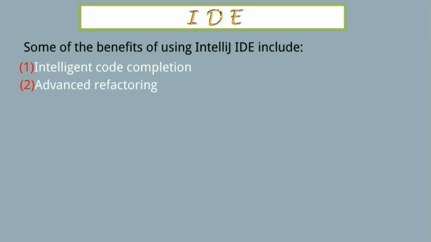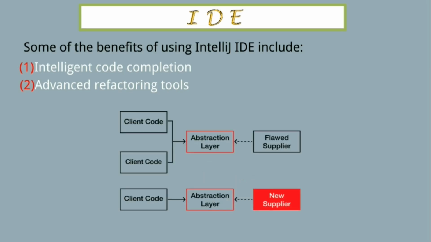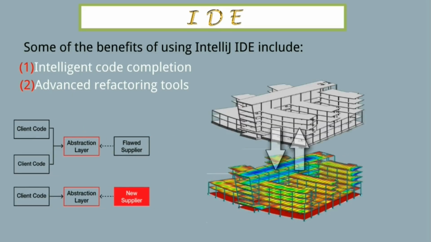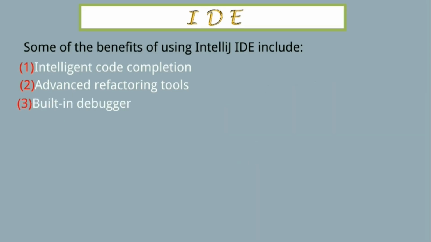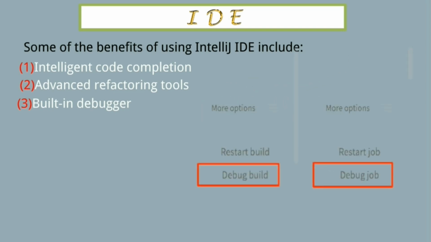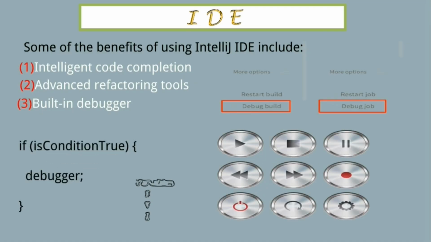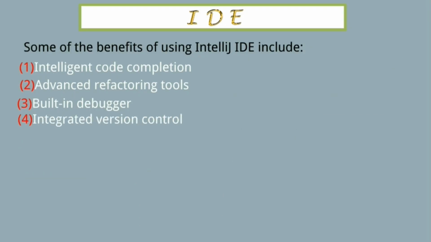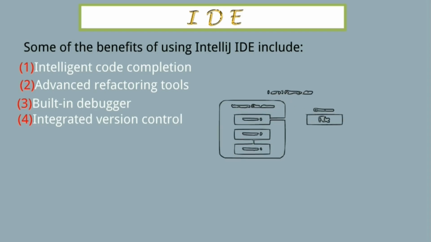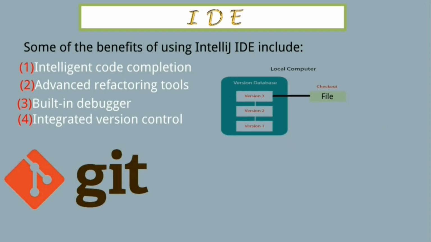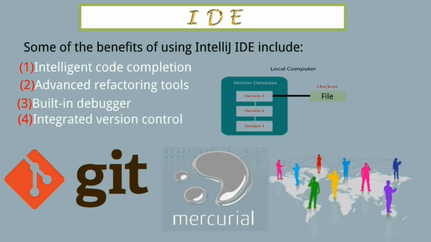The next one is advanced refactoring tools. These tools enable you to safely and easily restructure your code. Then a built-in debugger. IntelliJ IDEA includes a built-in debugger that allows you to step through your code, set breakpoints, and inspect variables. The next one is integrated version control, which allows you to integrate with version control systems such as Git and Mercurial, making it easy to manage your code base and collaborate with others.